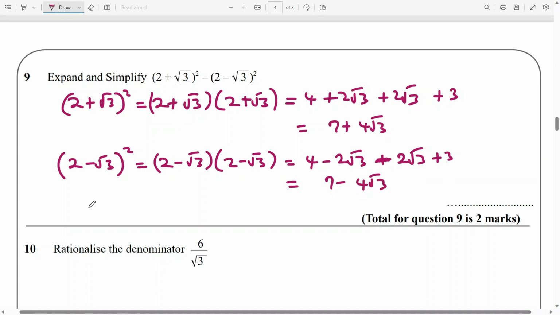So now we need to simplify them. This first one is 7 plus 4 root 3, and minus this one here, which is 7 minus 4 root 3. And if you expand this, 7 minus 7 is 0, and 4 root 3 plus 4 root 3, because minus and minus is plus, that's going to give you 8 root 3. And the answer here is 8 root 3.